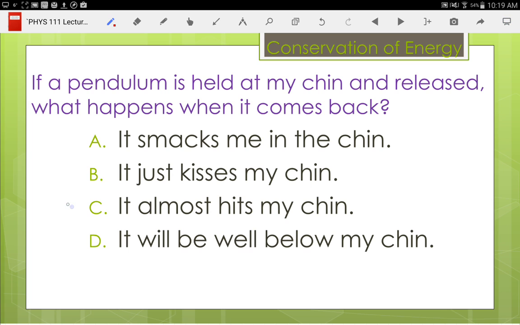Okay, 7 people said it almost hits my chin. 2 people said it will be well below my chin. Now let's look at the meanings of each of these answers. The first one, if it smacks me in the chin, what had to happen? That would have required energy going up. I said one of the fundamental laws of physics. We don't have, actually we do. Emmy Noether's theorem gives us an actual reason for it. But a fundamental law of physics is energy can't be created or destroyed.